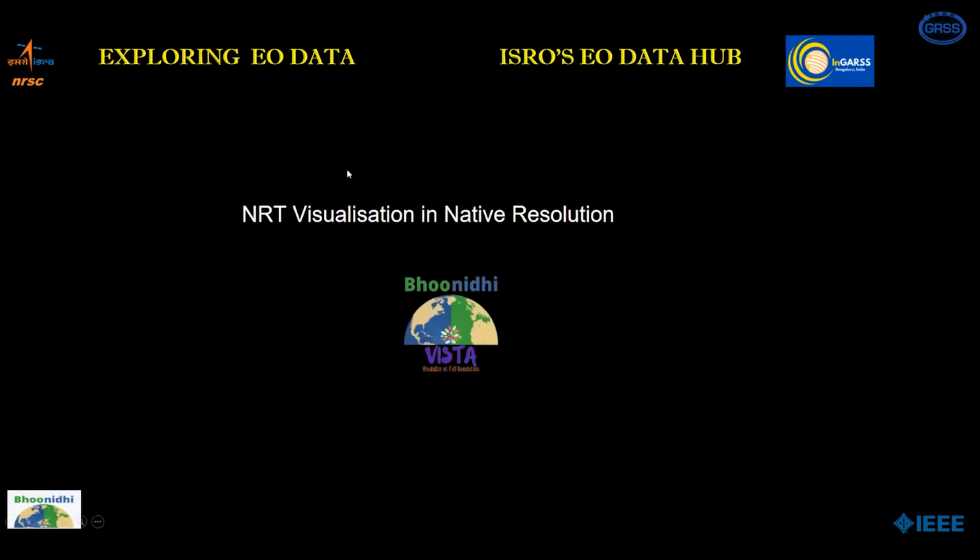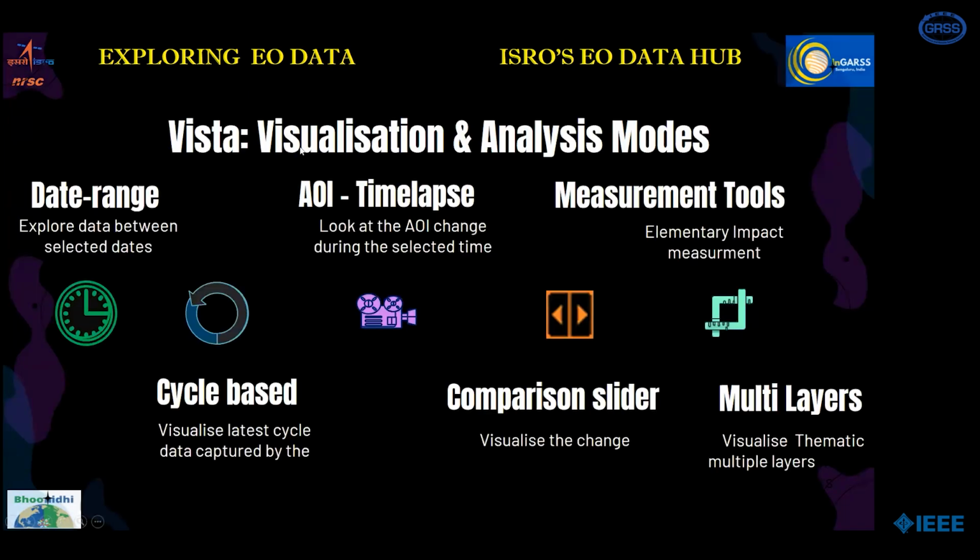Now, another application is our real-time visualization at native resolution, which helps the users to see what is there in our shop. That is, as soon as the data is processed, it could vary from about 1.5 to 2 hours up to 5 to 6 hours also, depending on the processing that happens in our processing system. So the different options over here are the date range, where you can explore the data within a particular date range. We can make time lapses.